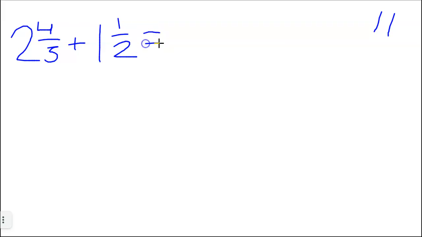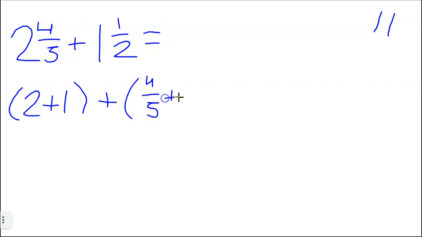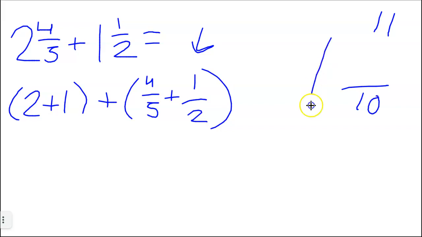All right, so you should have done this already. We're going to group our wholes together. I have 2 and 1. Adding that together, and then I'm going to do my 4/5 plus my 1/2. What should I be thinking about when I see 4/5 plus 1/2? Yes, so they are not common denominators. I do not have similar units, so I need to find a common denominator. What is that common denominator going to be? It's going to be tenths, right?